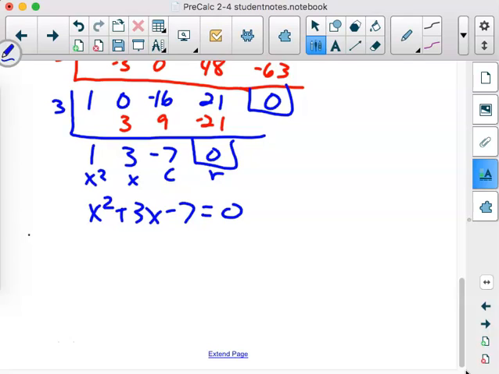And we would, of course, want to try and factor this. But there's no greatest common monomial factor. It's not a perfect square trinomial. And we would need two numbers that multiply to negative 7 and add to 3. And we quickly realize that's not happening. Now, that would mean we have to have a backup plan. And as I said, our backup plan is completing the square. So let's move that 7 over.